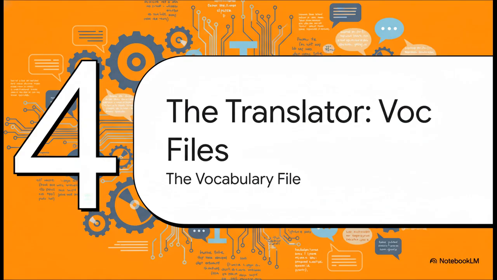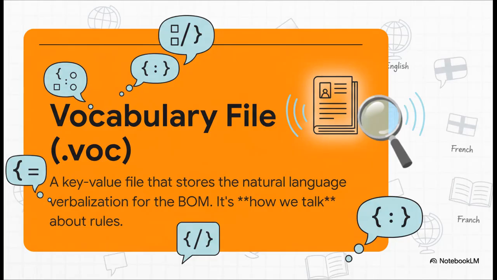But there's still a piece missing. I mean, to make rules that are truly easy for business folks to write, we need to translate our more technical terms into natural, human-readable language. And that, my friends, is the job of the vocabulary file, or the .voc file. It's basically a simple key-value file that gives you the natural language version, the verbalization, for everything in your BOM.